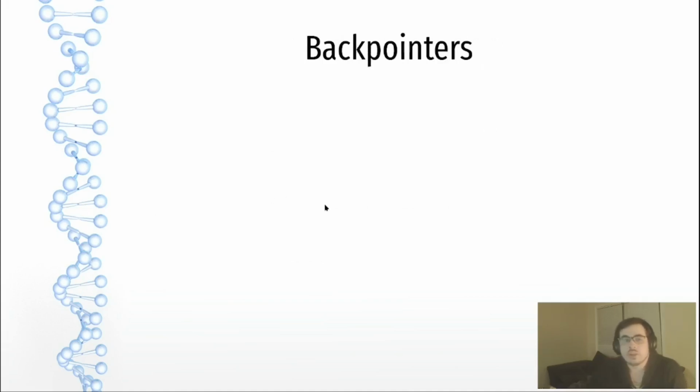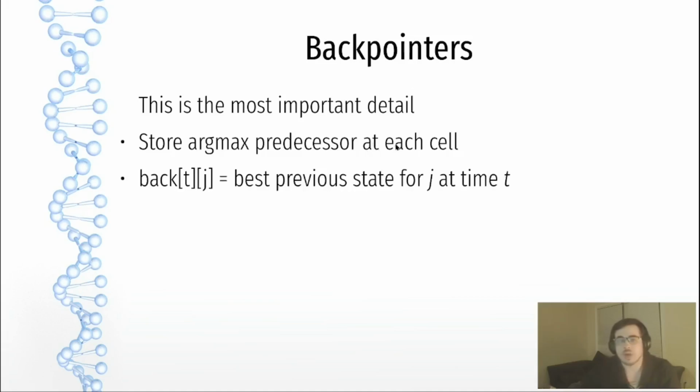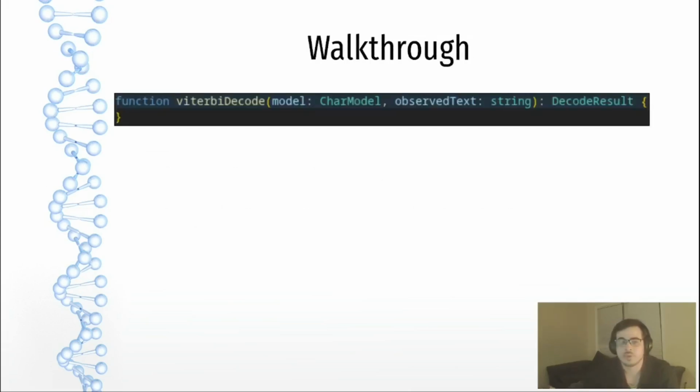Back pointers. This is the most important implementation detail. When we choose the best previous state for each cell, we also store which predecessor gave that best score. That stored predecessor is called a back pointer. After we fill the entire dynamic programming table, we do not know just the best final score. We can also trace backward through the back pointers to reconstruct the full most likely path.